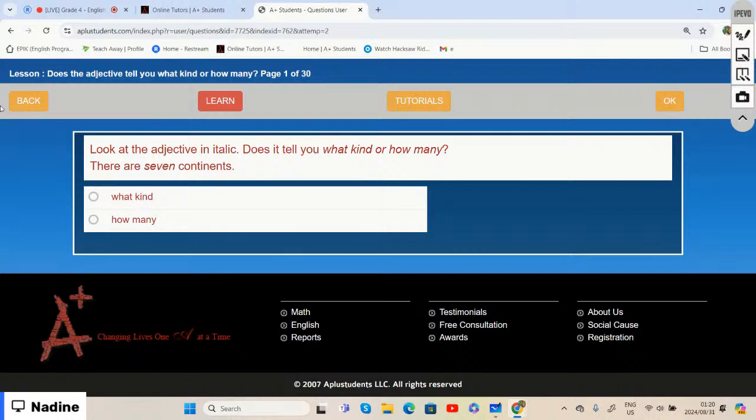All right, so we can then say there are 7 continents, and since they are showing 7, we can say how many, because they're basically telling us how many continents there are.